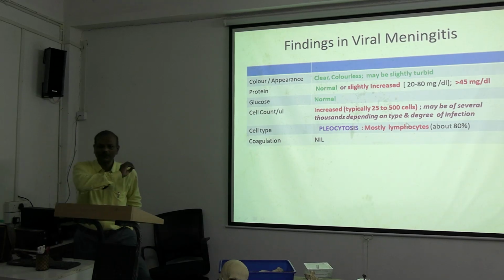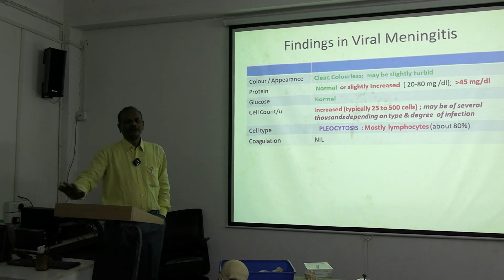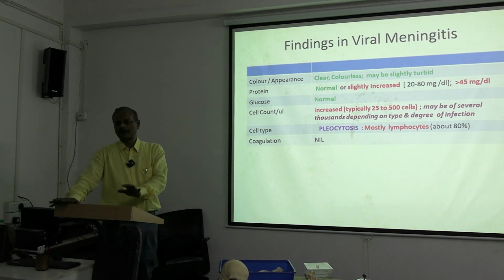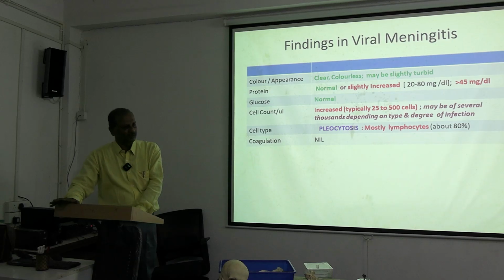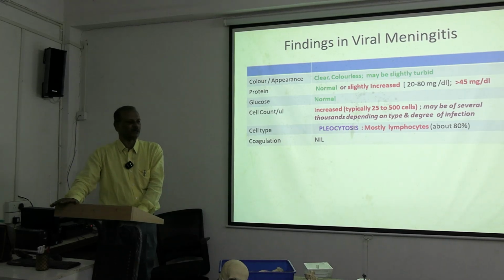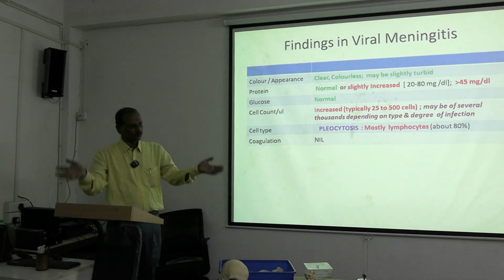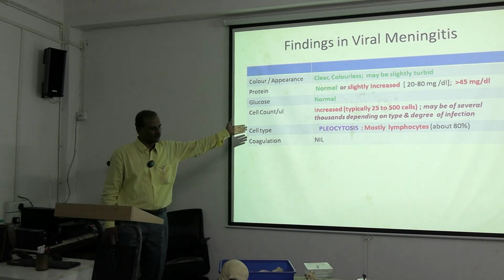Any viral infection anywhere in the body, remember, lymphocyte count will be high, total WBC count will be high, but if it is a lymphocyte increase, that means the infection is of viral type. If it is of polymorphonuclear neutrophil, it is of bacterial type. Anywhere in the body, in the blood also, same thing is true here.